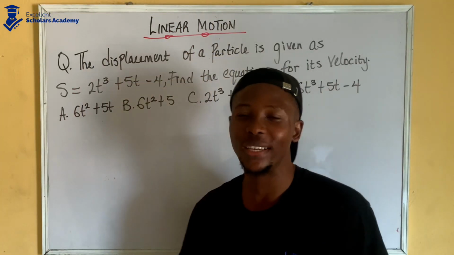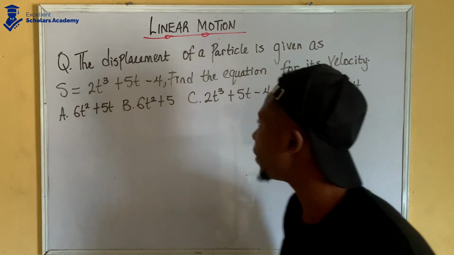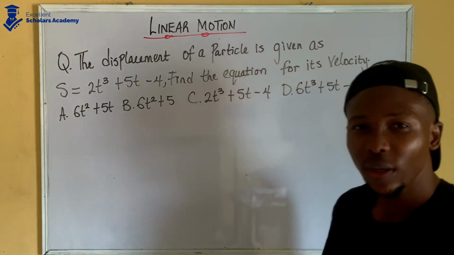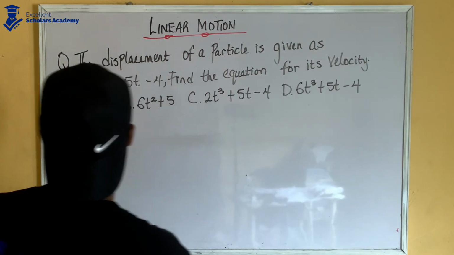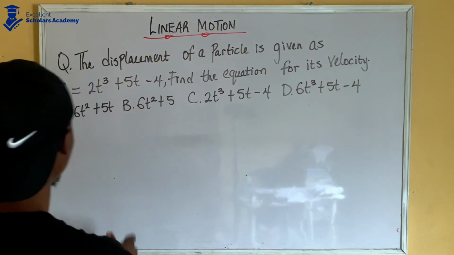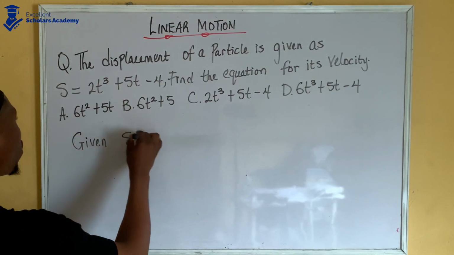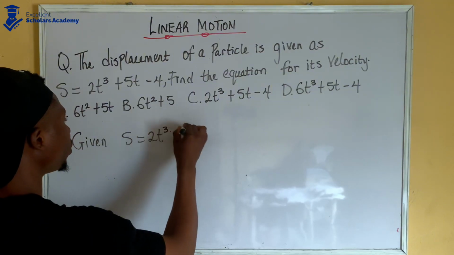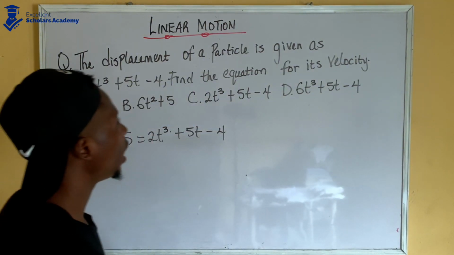All right. So the question says the displacement of a particle is given as s is equal to 2t to the power of 3 plus 5t minus 4. Find the equation for its velocity. Now, how do we do this? Now, we're looking for the equation of its velocity. We are given s is equal to 2t to the power of 3 plus 5t minus 4. We are given this with respect to t. And we're looking for its velocity.